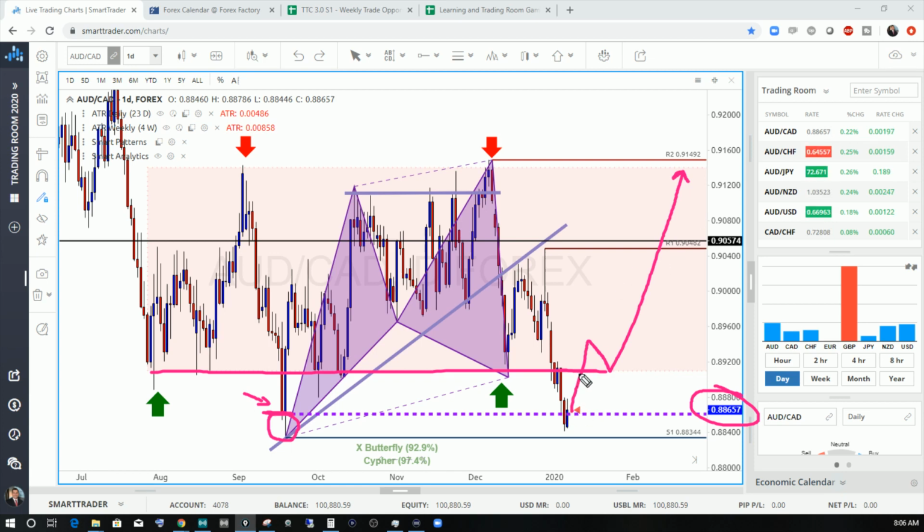So we could definitely see some upside movement in Aussie CAD, especially if we do get the good numbers coming out this evening at 10:30. So watch out for the numbers at 10:30 this evening.